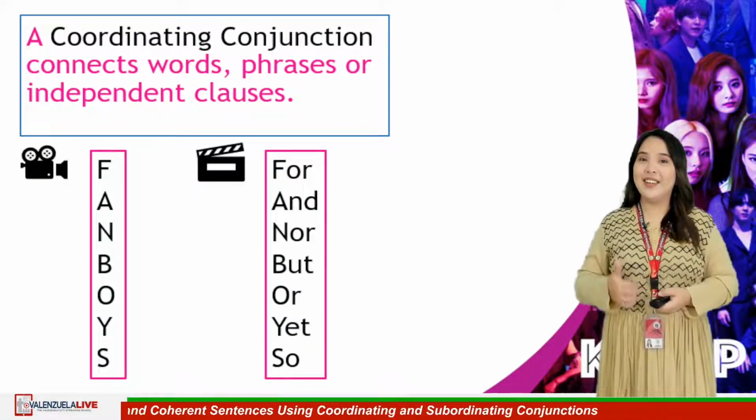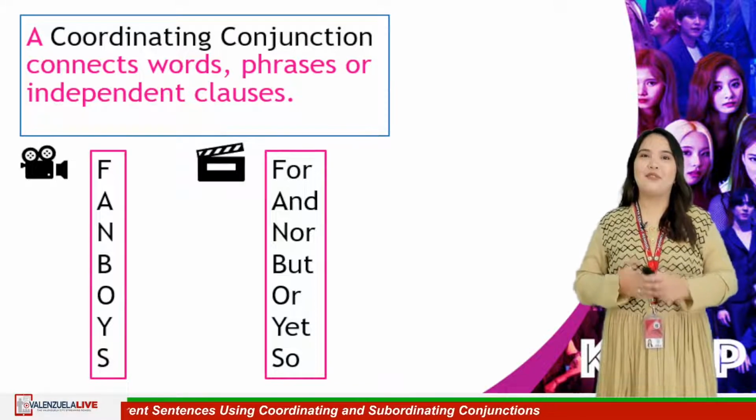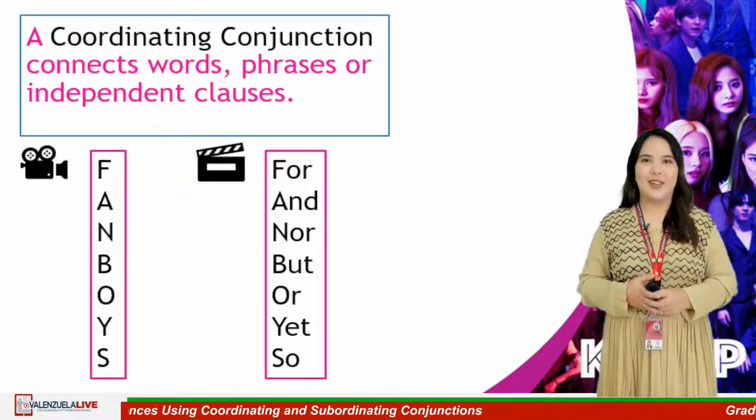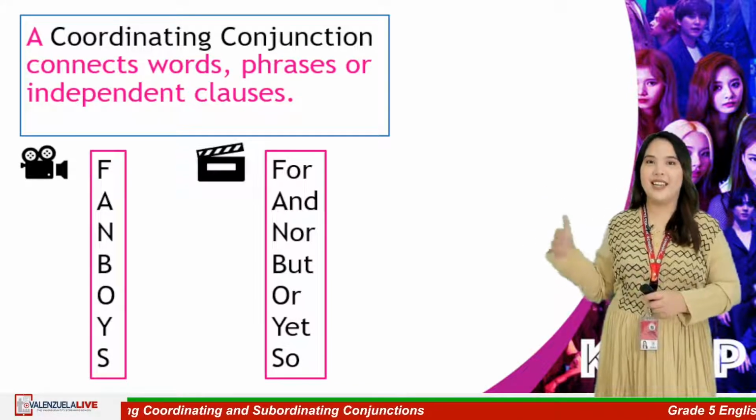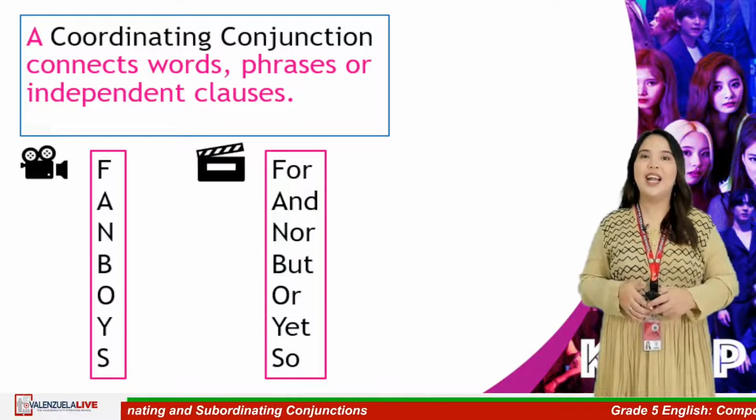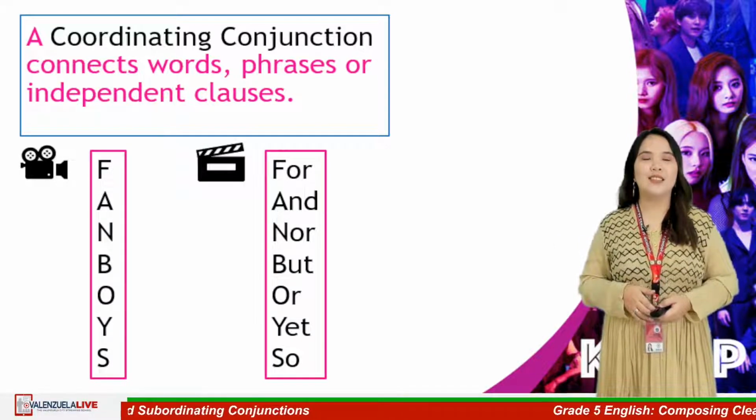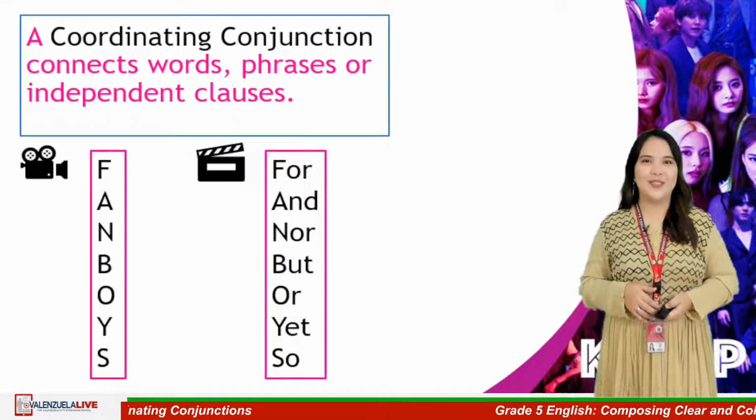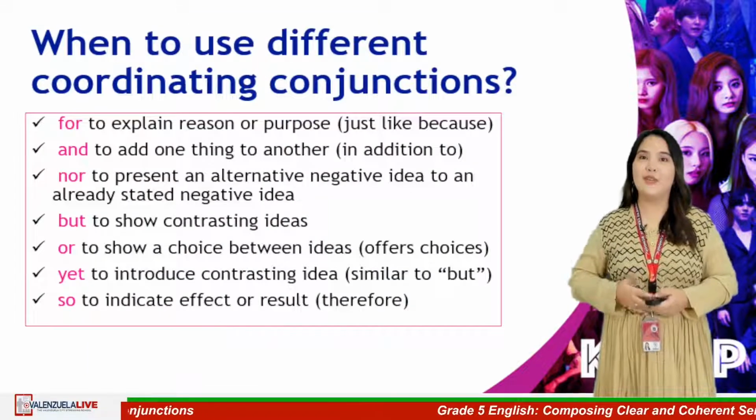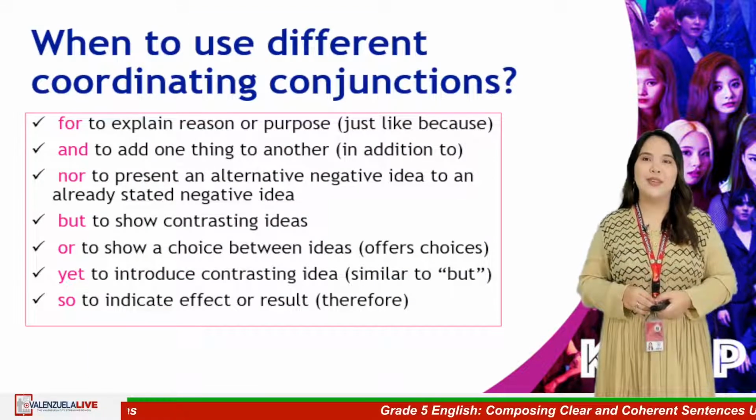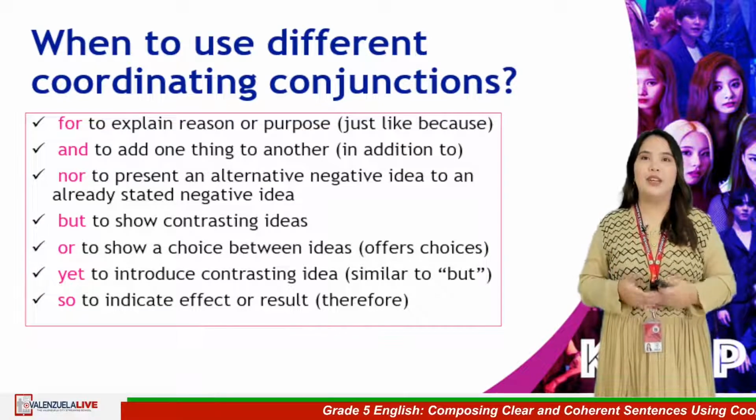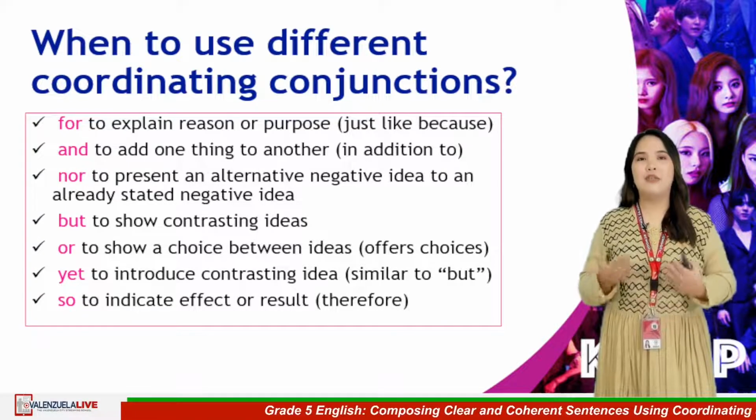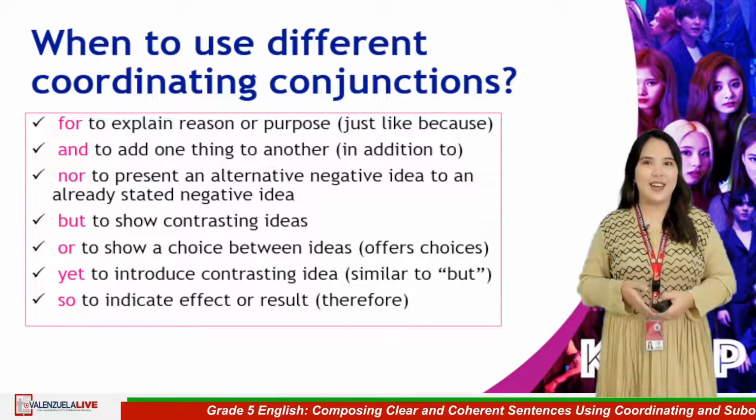The coordinating conjunction connects words, phrases, or independent clauses. We have FANBOYS. Again, it stands for for, and, nor, but, or, yet, and so. When to use different coordinating conjunctions? For, we use it to explain the reason or purpose. It functions just like because.